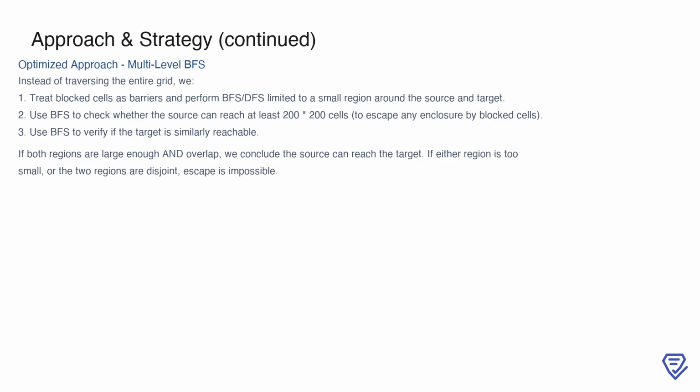First, we use BFS to determine whether the source can escape its surrounding area by reaching at least 200 by 200 cells. This ensures the source is not enclosed by blocked cells. Second, we perform the same check for the target, ensuring it is not similarly enclosed. If both the source and target regions are sufficiently large and overlap, we can conclude that the source can reach the target. However, if either region is too small or the two regions are disjoint, escape is impossible. By limiting the BFS to these localized regions, the computational requirements are drastically reduced while still guaranteeing accuracy.